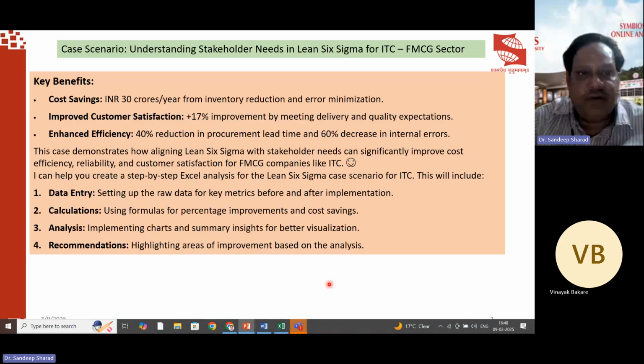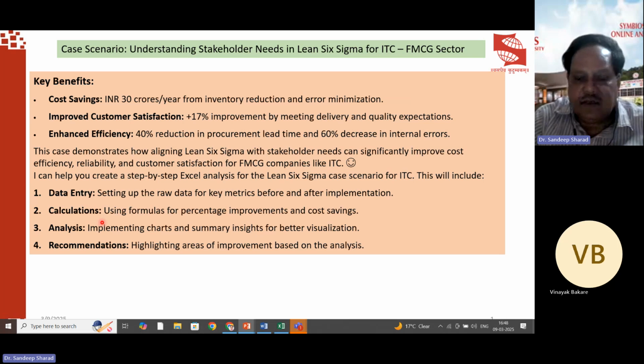If we talk about the cost savings: INR 30 crores per year from the inventory reduction and error minimization. Improved customer satisfaction, plus 17%, by meeting delivery and quality expectations. Enhancing efficiency: 40% reduction in the procurement lead time and 60% decrease in the internal errors. This case demonstrates how aligning Lean Six Sigma with the stakeholder needs can significantly improve cost efficiency, reliability, and customer satisfaction for FMCG companies like ITC.